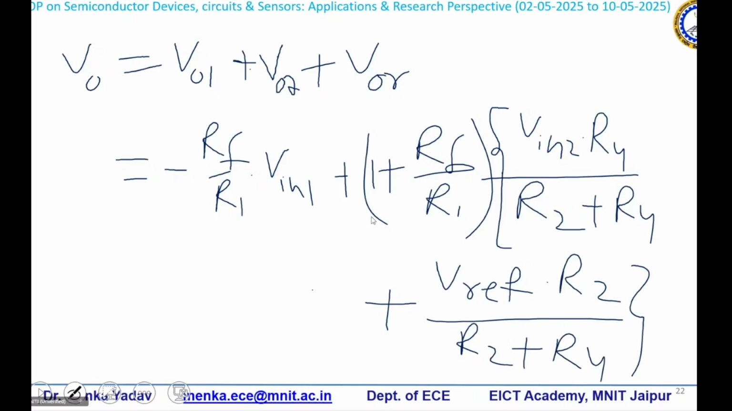Now can you see what is the common in this? Look, the denominator for both of these is common, right? Denominator R2 plus R4 is common in both of these. So take out the denominator. What are you left with?